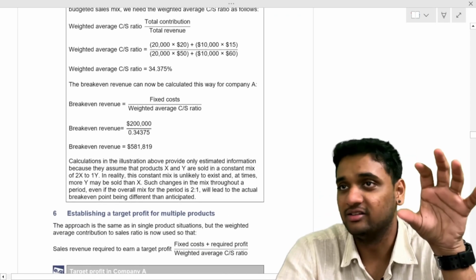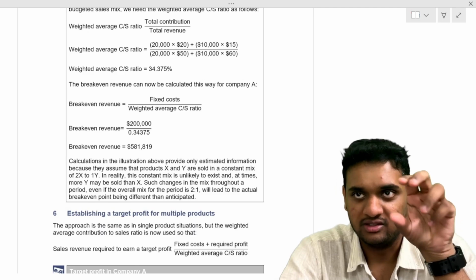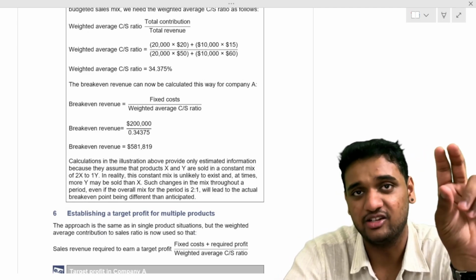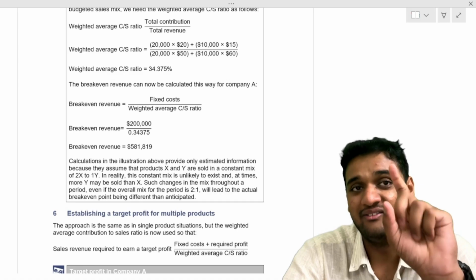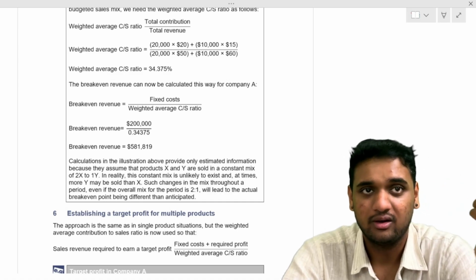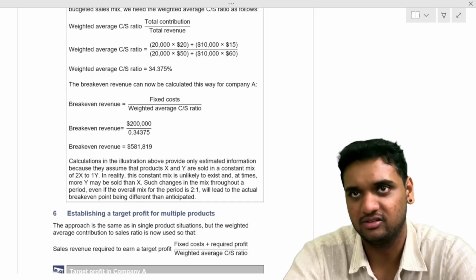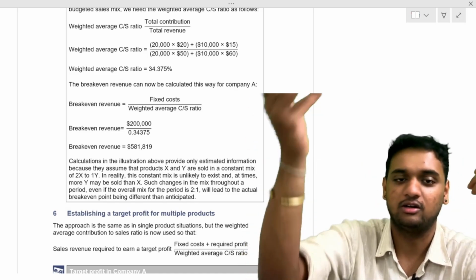What we found out is called the weighted average CS ratio. You have to be very careful. What's the difference between CS ratio and weighted average CS ratio? When will we have only the CS ratio? If you have only one product in a company. When will we have the weighted average CS ratio? If you have two products in the company, 2 or 3, any number of products. For 3 products it means this into this, plus this into this, plus this into this, and for 3 products you have to do that.